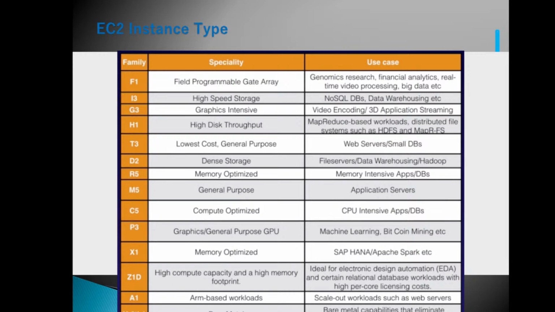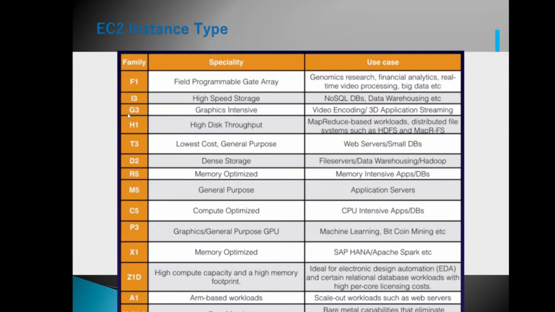If you have a use case where you need to do some genomic researches, financial analytics, real time video processing, big data, something like that, then you can use F family. But if you have some specific requirement where you want to have a high speed storage, where you want to write into a storage very quickly, then you should go with the I family. NoSQL database, data warehousing. These are the scenarios where you can use EC2 machine with I family.